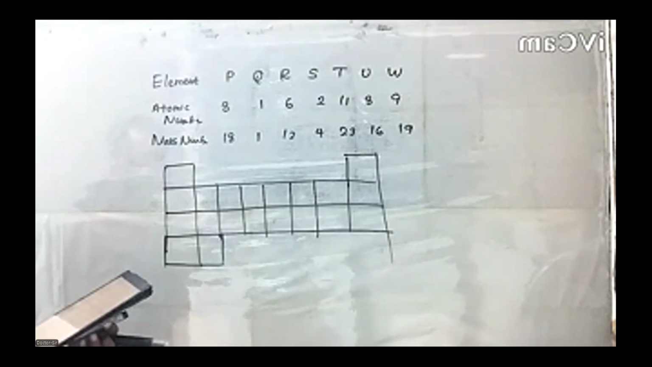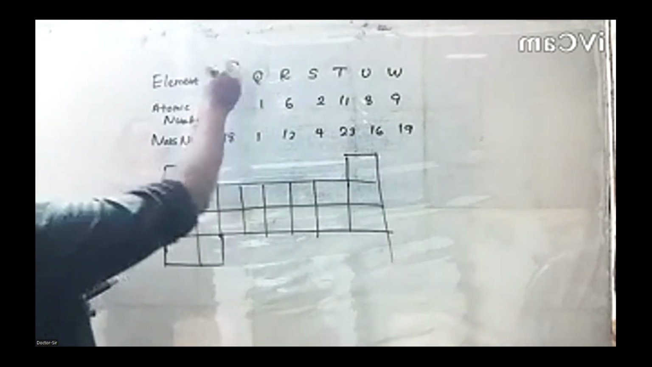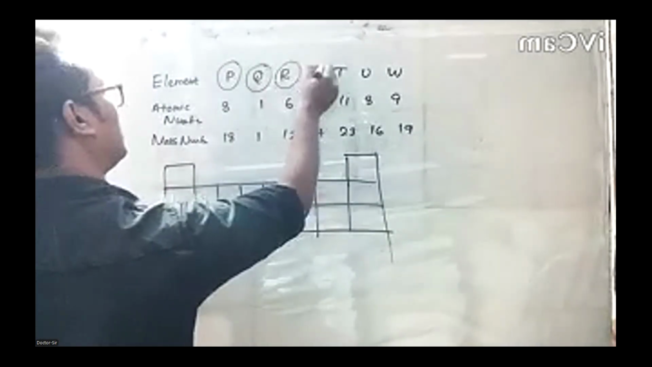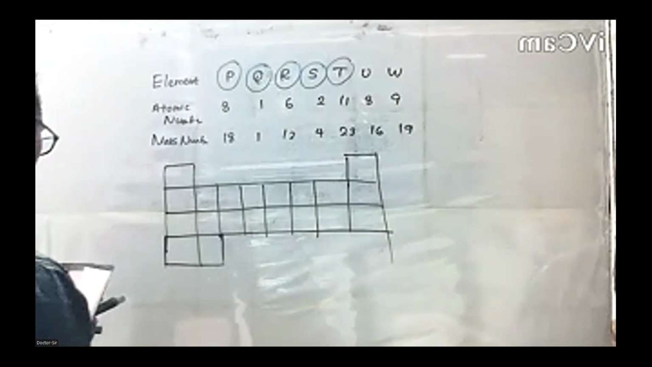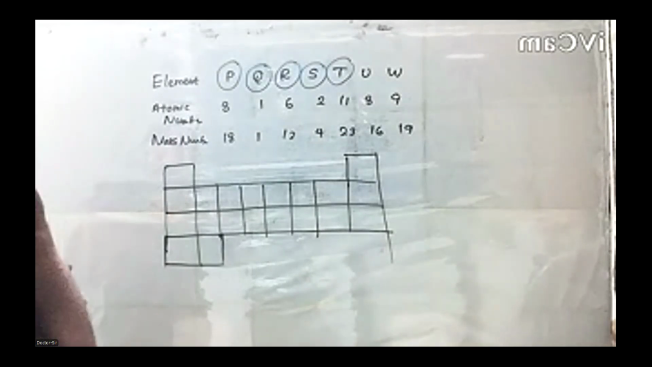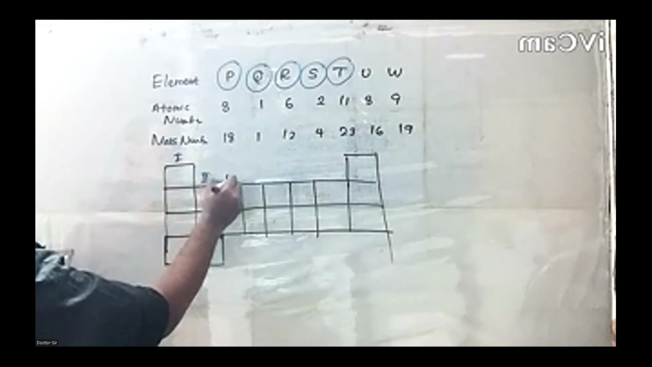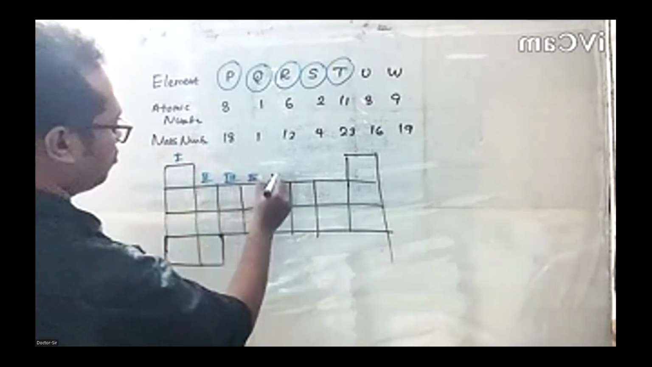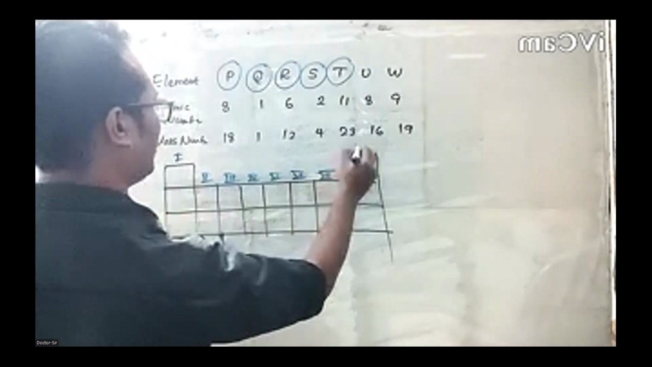Now the purpose is to insert P, Q, R, S, T in the following periodic table. They ask only about P, Q, R, S, T, not U and W. Now we have to find out which is group 1, group 2, group 3, group 4, group 5, group 6, group 7, group 8.